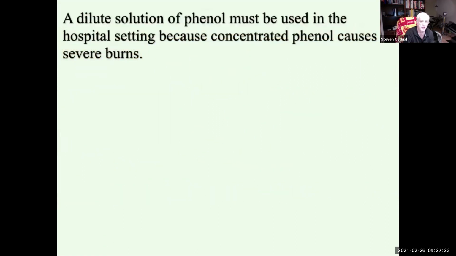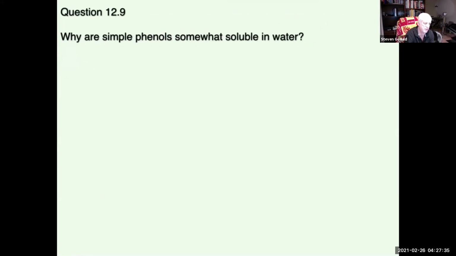Okay, dilute solutions of phenols must be used in hospital settings because concentrated phenols cause severe burns. It's like a strong base. If you get it on you, it will burn through your skin. Okay, why are simple phenols somewhat soluble in water? Because of the OH group, hydrogen bonding. You have a polar group, you have hydrogen bonding, but the more carbons you put on it, the less water soluble it becomes.